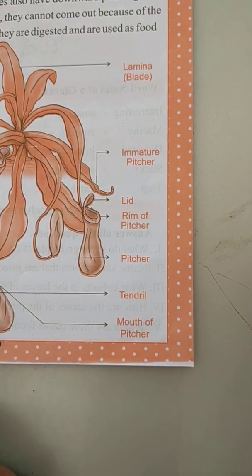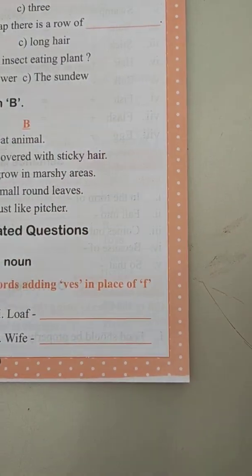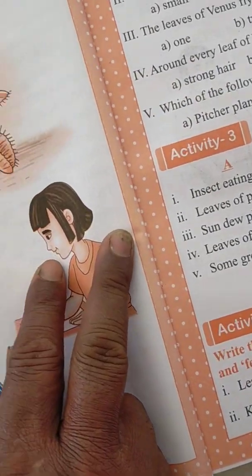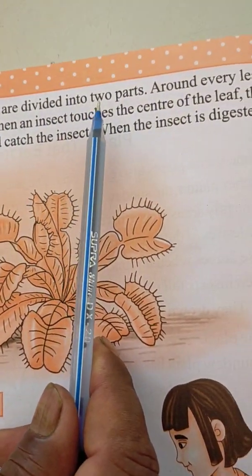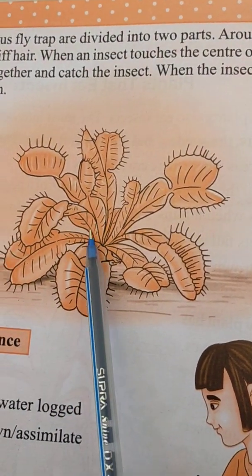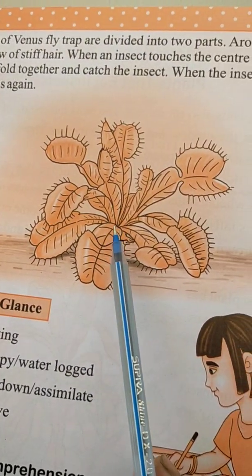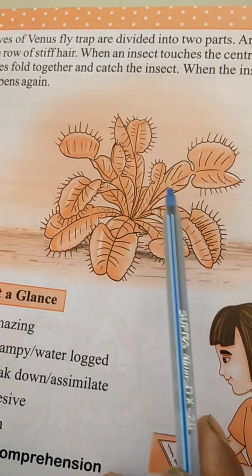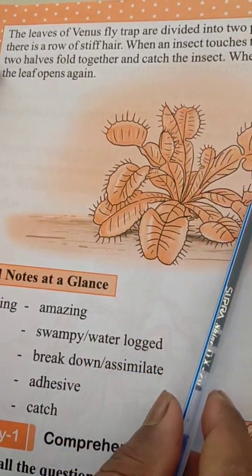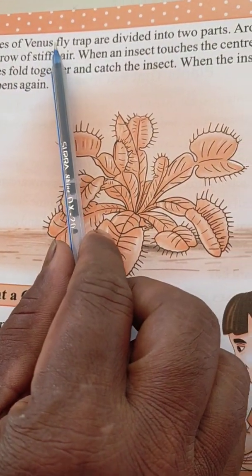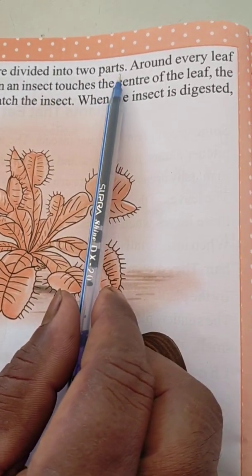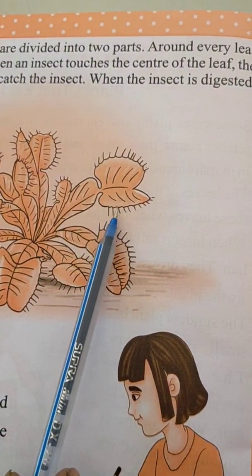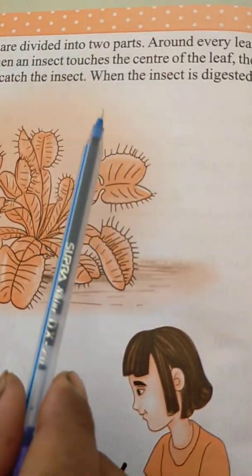Then open your book, page number 34. So we will read the reading. The leaves of the Venus flytrap are divided into two parts. This is the Venus plant. These are the leaves of the Venus plant. Leaves of the Venus flytrap are divided into two parts.